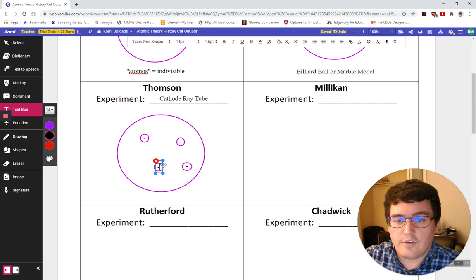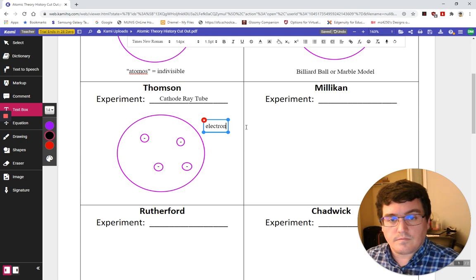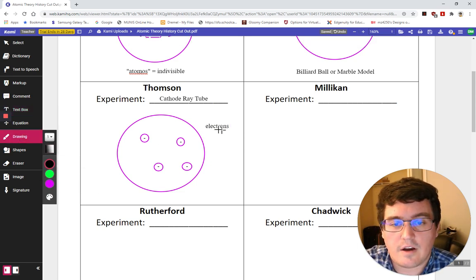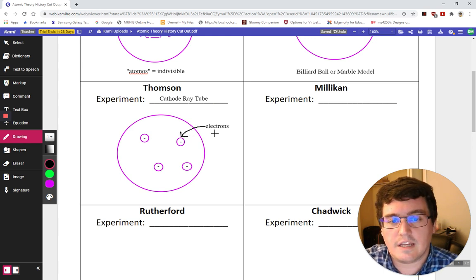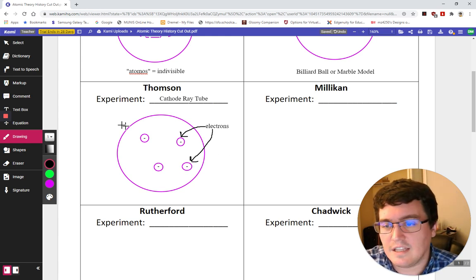All right, so those negative particles he called electrons. And we'll draw, I know I'm loving my arrows lately. There's an arrow to the electron. So there's an electron. Actually, that's not a bad arrow right there. And that one could use a little work. Oh well. So there's these electrons.